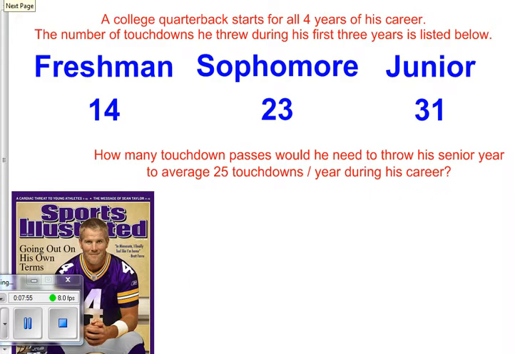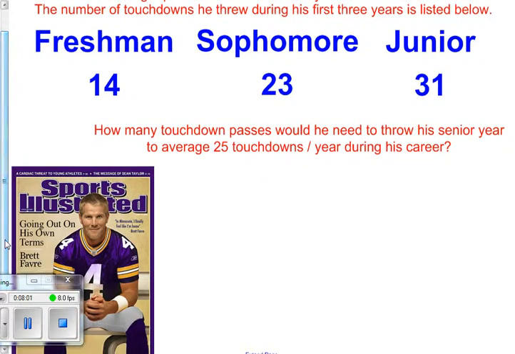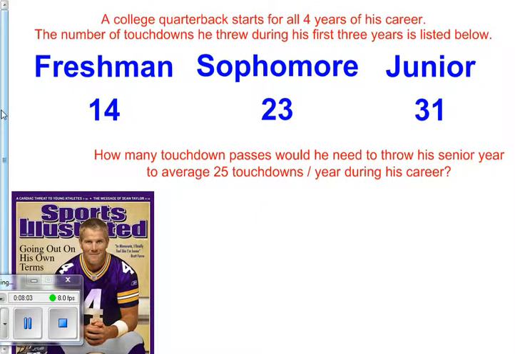Another one. This is a common one that you'll probably see on a test in the future. So, a college quarterback starts for all 4 years of his career. The number of touchdowns he threw during his first 3 years is listed below. As a freshman, he threw 14, sophomore 23, and junior 31. So the question is, how many touchdown passes would he need to throw his senior year to average 25 touchdowns?